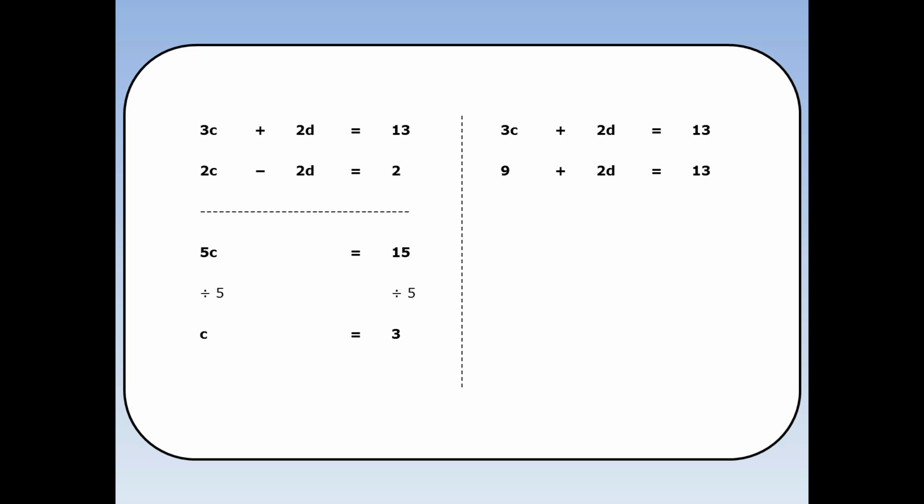I want to end up with d by itself, so take away 9 from both sides, and I end up with 2d equals 4. But I don't want 2d, I want 1d, so divide both sides by 2, and I end up with d is 2. c is 3, d is 2 is the answer. That's the only answer that will work in both equations simultaneously.